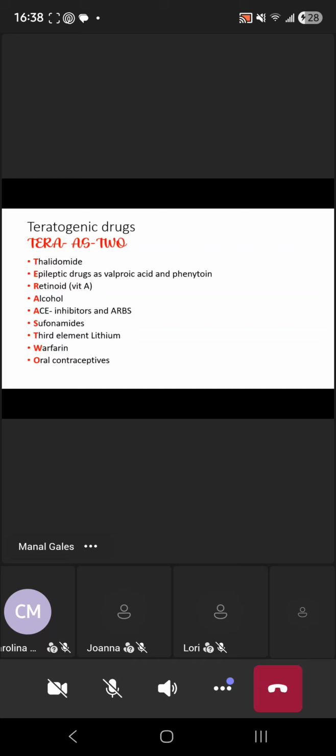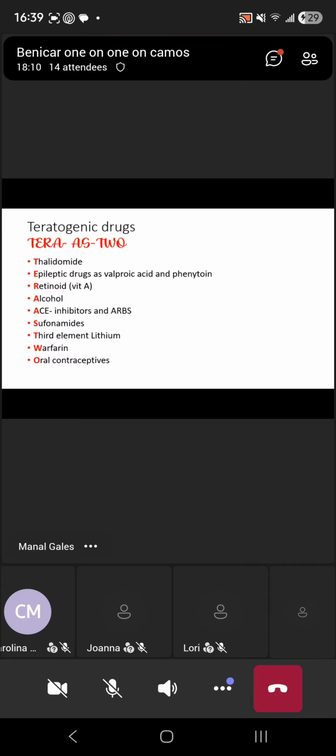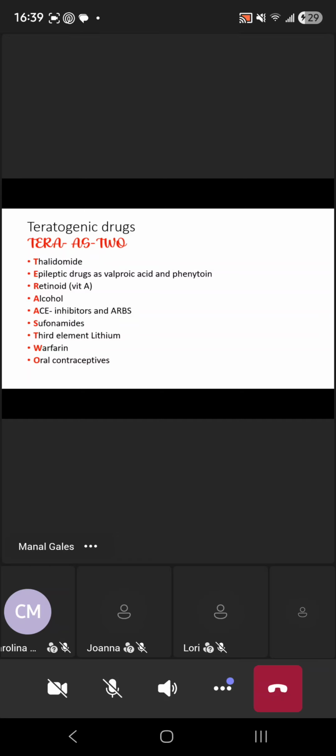So I have the collection of all teratogens you need to be aware of. And I use the mnemonic TERA as 2. T for thalidomide, which is a medication. Epileptic drugs like phenytoin, like valproic acid, they are teratogens. Retinoid, like vitamin A, which is retin A. It is for acne.